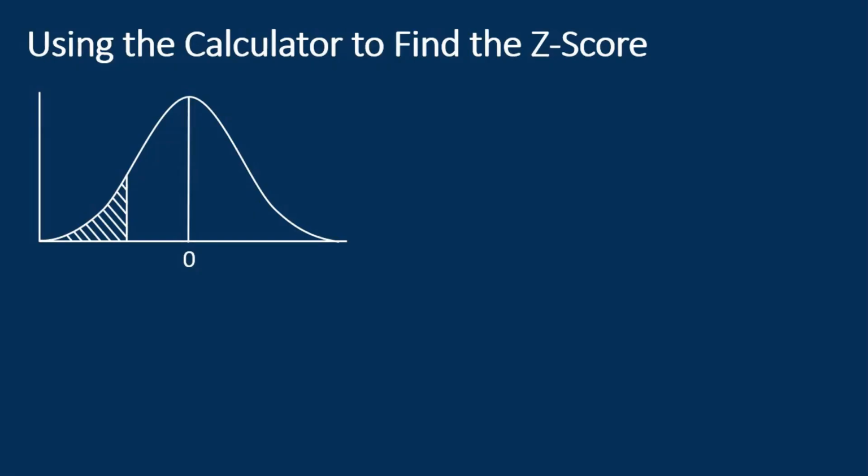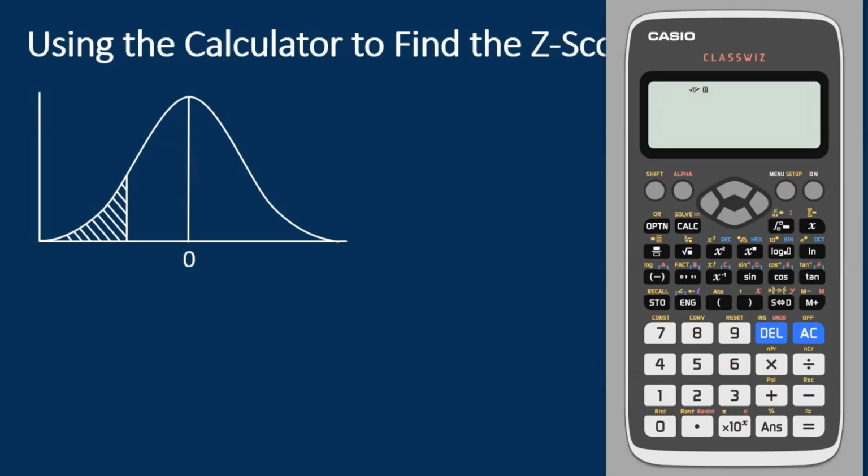Now let's learn using the Casio fx-570EX calculator to find the Z-score of a normal distribution from a given probability. So in the calculator, we go to menu, and distribution is in the 7 mode, so we go to 7. And then we want to find the inverse normal distribution, so we go to number 3. So here they show us the screen.